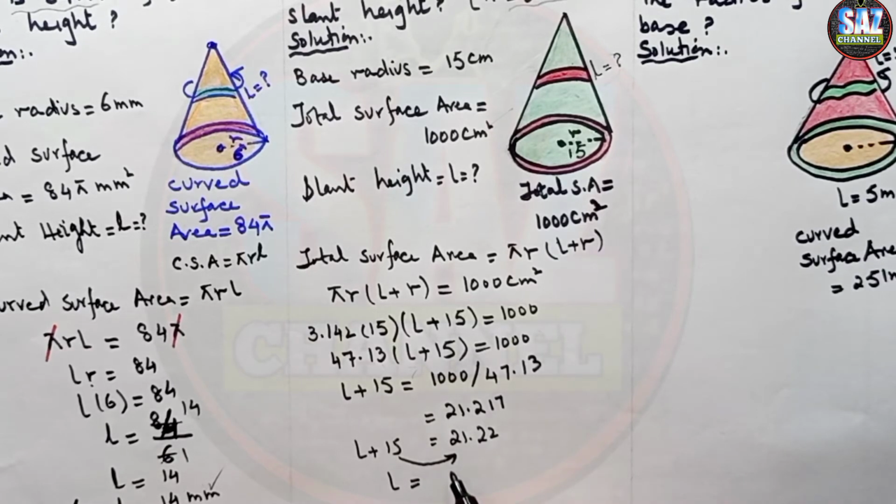Now in order to get the value of L, I have to shift that 15. 21.22 minus 15 is L, which equals the slant height, 6.22 centimeter. I hope you are clear about this question, and let's quickly move to the next question, and let me read the question from the book.